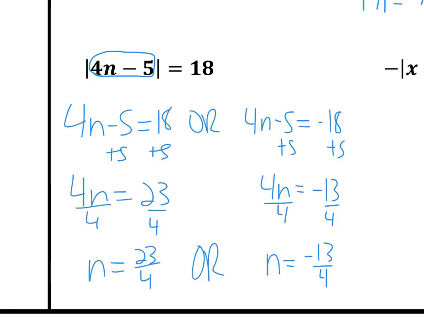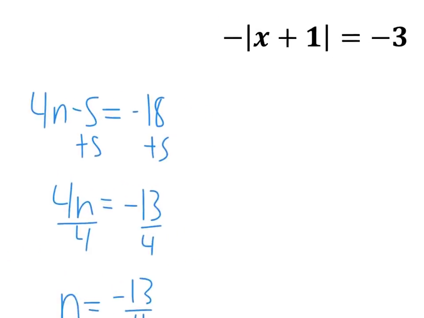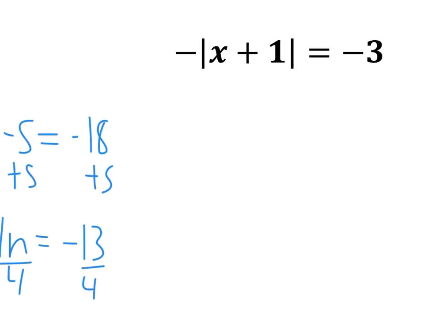Let's look at our last one over here. This is the first one where there's something else happening. There's a negative sign in front. We do not get to combine this negative sign with the absolute value. You might be tempted to distribute it in, but we cannot do that. That is not okay. These are not parentheses, so it does not work as distributing.